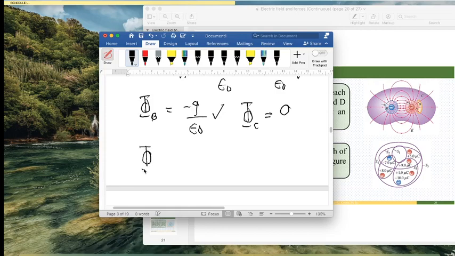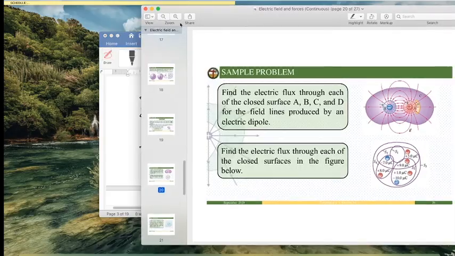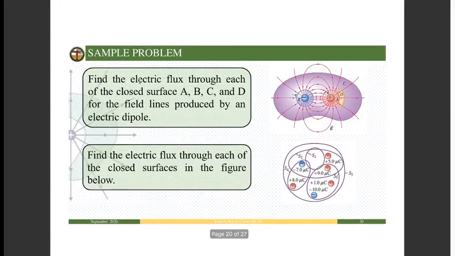How about for surface D? So surface D, wala man siya'y charge sa sulod. So basically, the net electric flux is 0. Okay? So, ang pasabot na kuha niya is the net electric flux. Okay? Because it is namay gyapo electric flux ang imuhang surface D and C, but the net electric flux is 0.